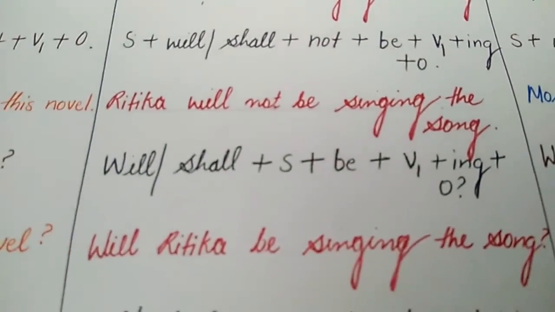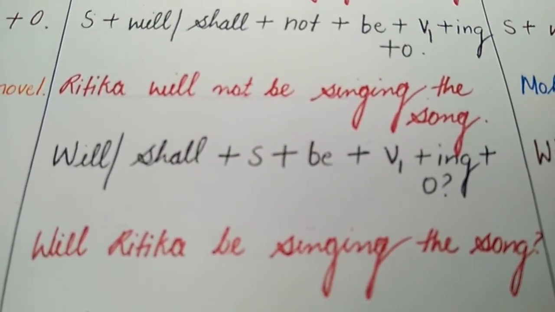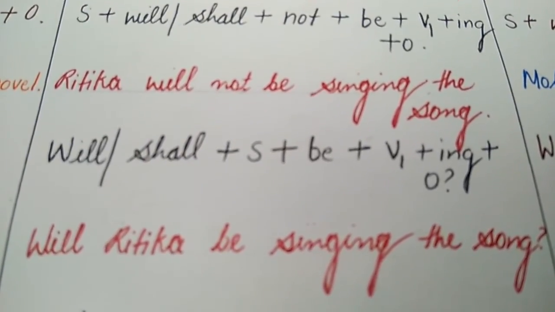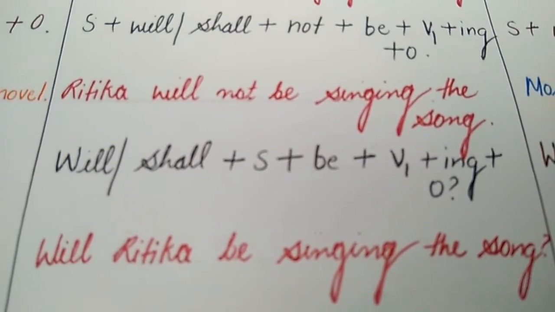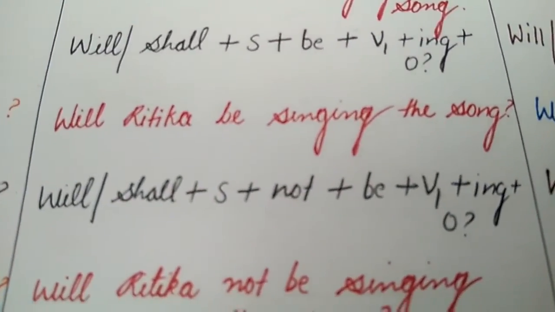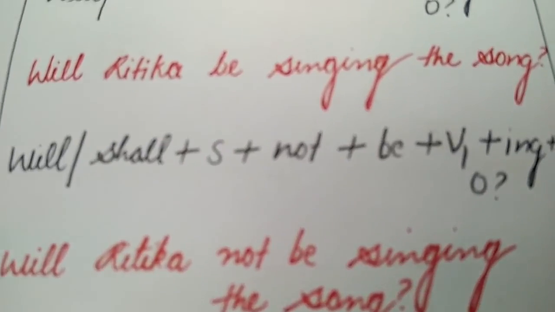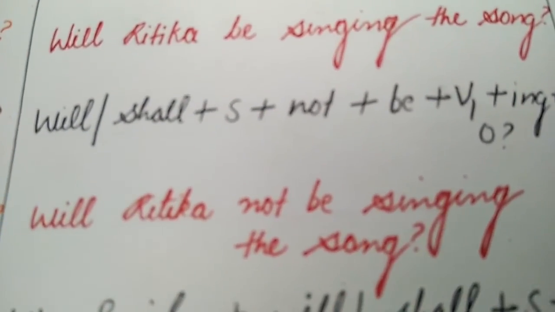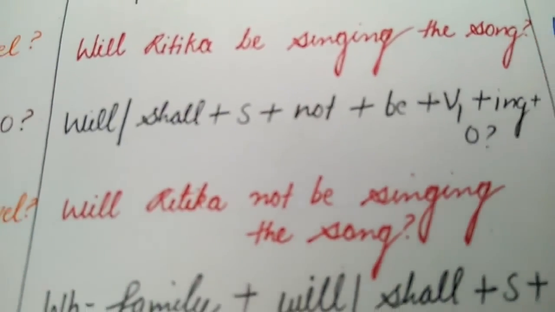Interrogative sentence. Structure: will or shall plus subject plus be plus first form of the verb plus ing plus object. Example: Will Ritika be singing the song? Interrogative negative sentence. Structure: will or shall plus subject plus not plus be plus first form of the verb plus ing plus object. Example: Will Ritika not be singing the song?